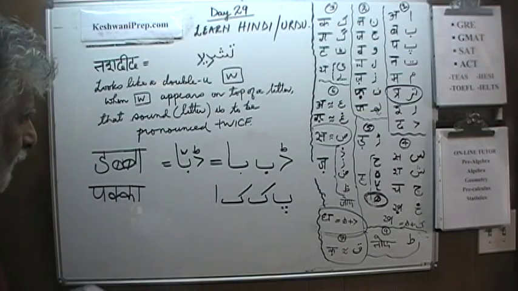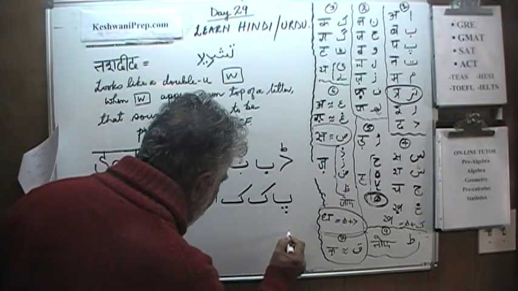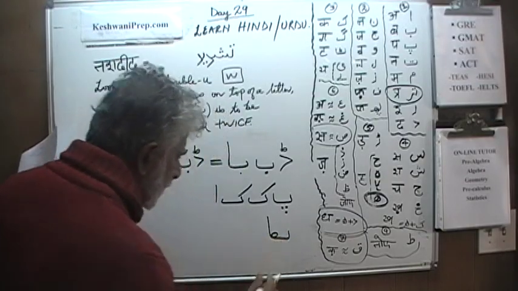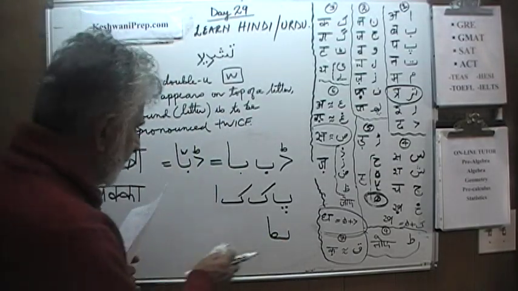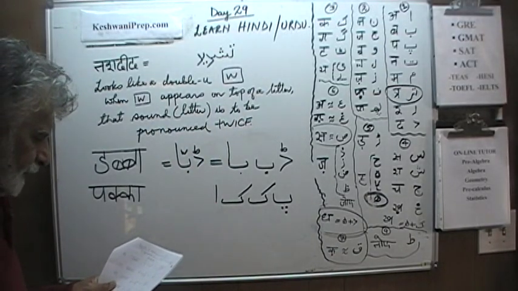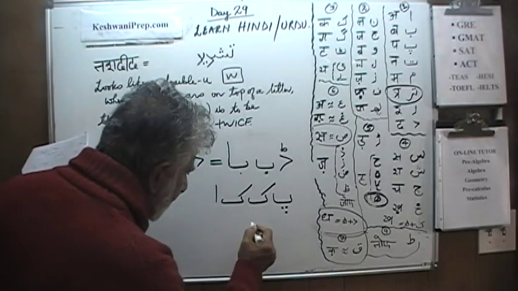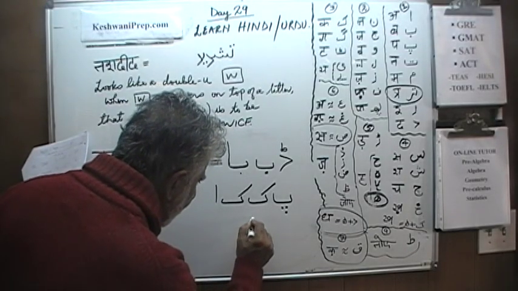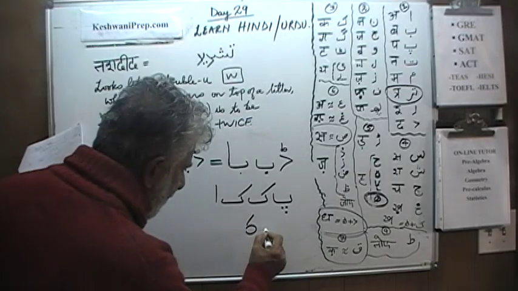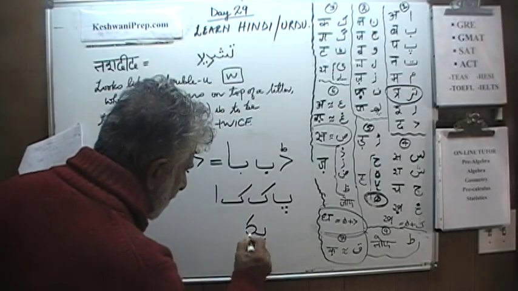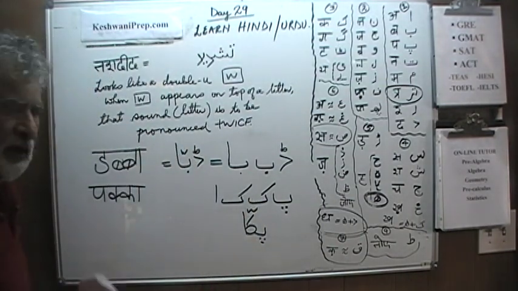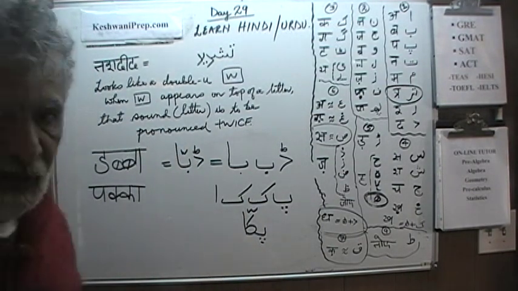Pakka. Let's do it in Urdu. So here we have a pa, then we have a ka. Oh, I went too fast. Ka, when it's about to join something, it takes this form. This is the form ka takes. This is ka, to which we're going to join the pa, and then the alif. But the ka is to be pronounced twice. Pakka. As you can see, it looks quite ugly.